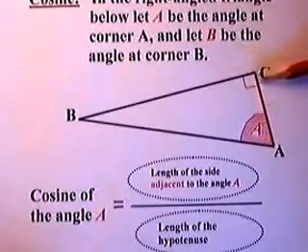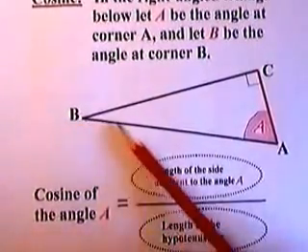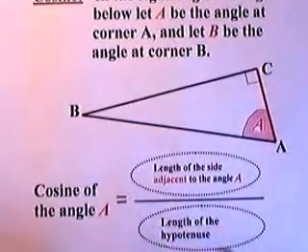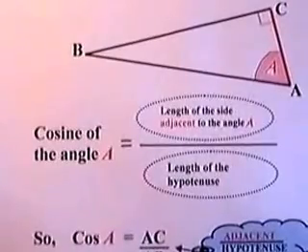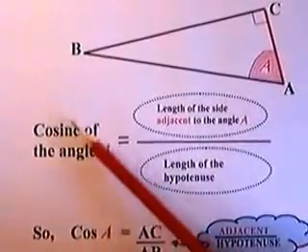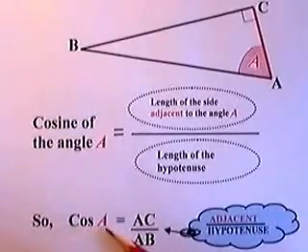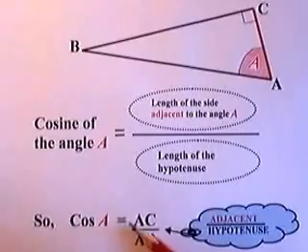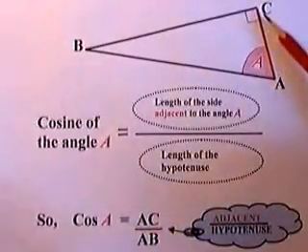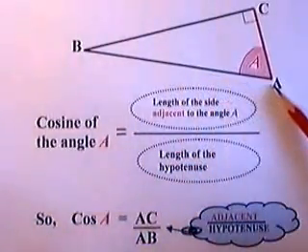So it's the length of this side that goes on the top of the ratio, and the length of the hypotenuse goes on the bottom of this ratio. And we usually write that in this manner. Again, cosine of angle A gets abbreviated to cos A. There's no need to write all that out. Just write cos A is equal to the adjacent side, AC, divided by AB, the length of the hypotenuse.